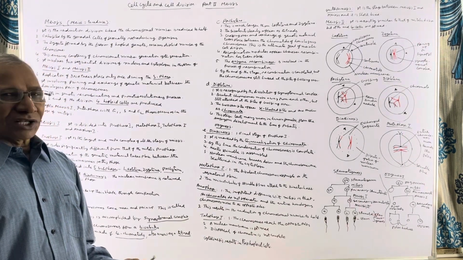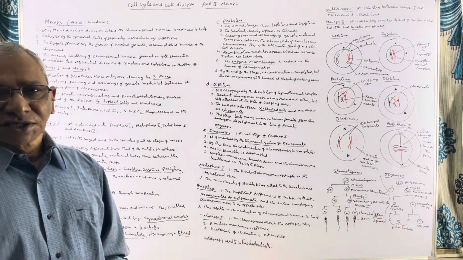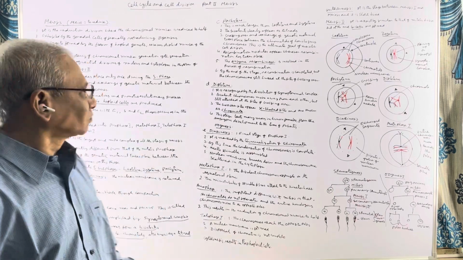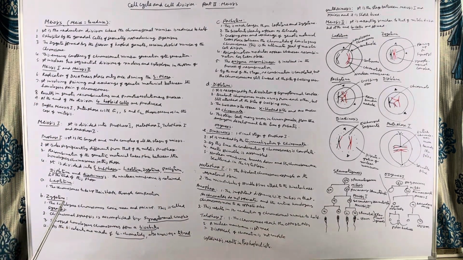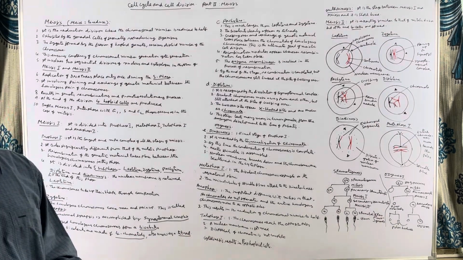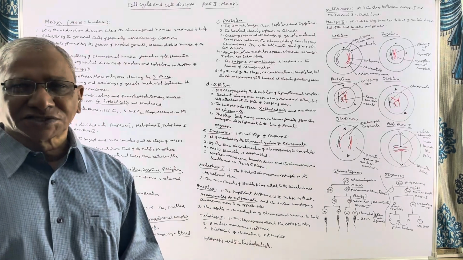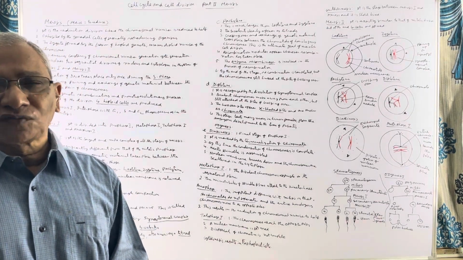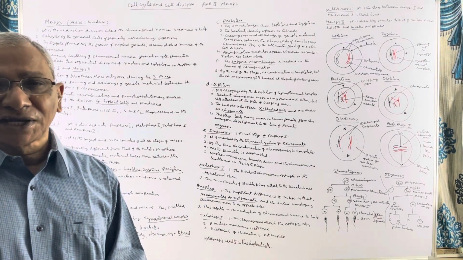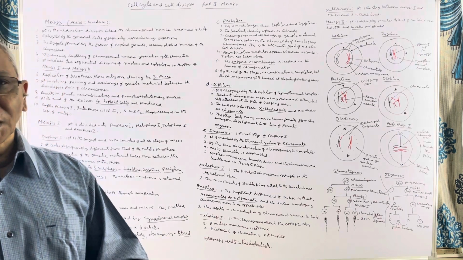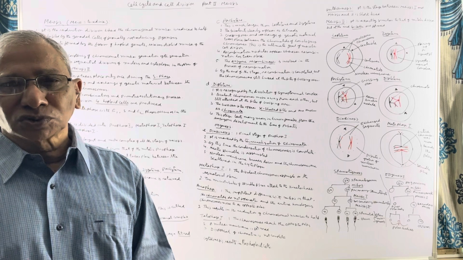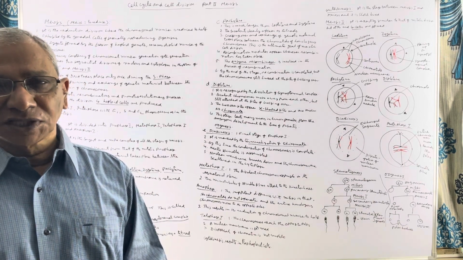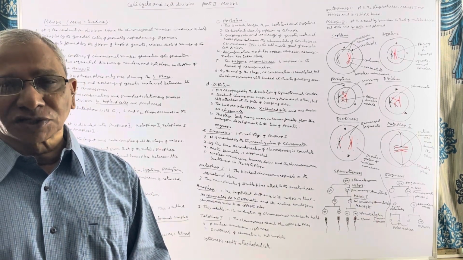The meiotic division has great significance. Then, the meiotic division is seen during the production of gametes, that is, male gametes and female gametes. The male and female gametes fuse to produce a zygote in the process of fertilization.